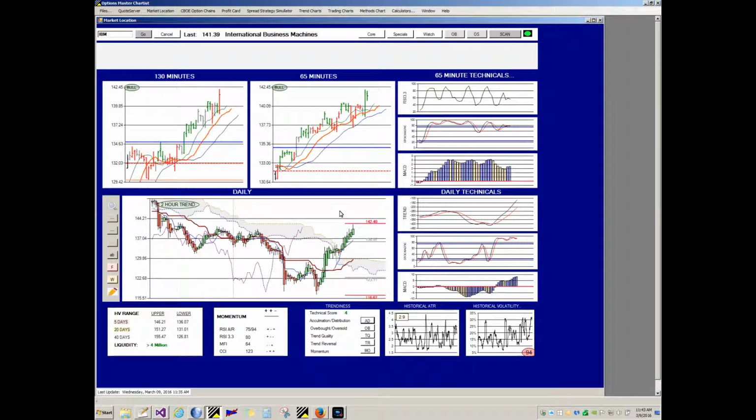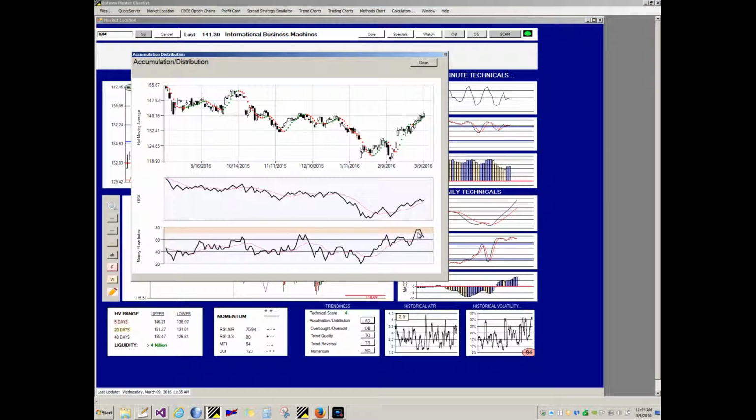It's Wednesday. It's about 11:45, and like everybody else, we've been looking at IBM and some of the other stocks and indexes, and wondering if indeed this is a bear market rally or a new bull market. But we can see that IBM is pushing against the top of an expanding range, and by many of the indicators is overbought.